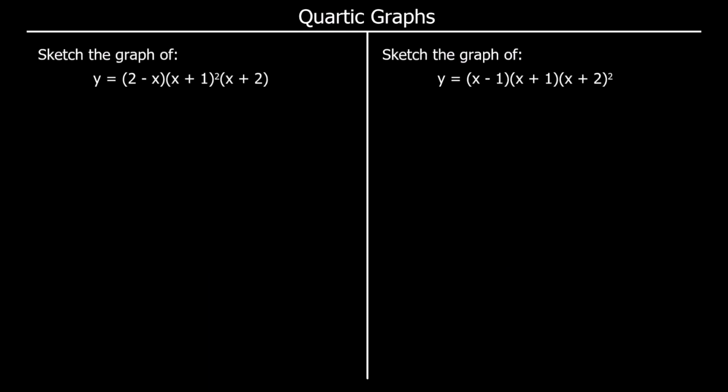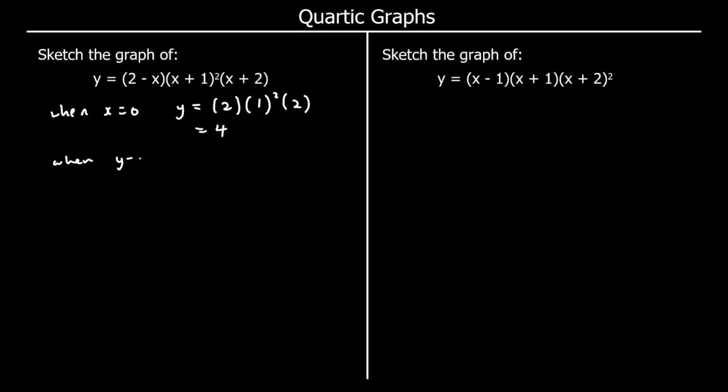Here's another one. This time we've got a repeated root. Apart from that, it's exactly the same. Where we've got a repeated root, where we've got one squared, it's going to touch the axis and then turn around. It's not going to go through it. And let's see where it crosses the axis. So it crosses y when x is 0. So let's do when x equals 0. What is y? It will be 2 times 1 squared times 2. So that would be 4.